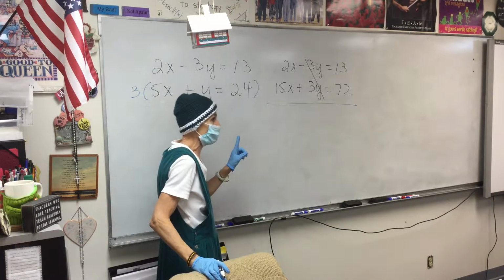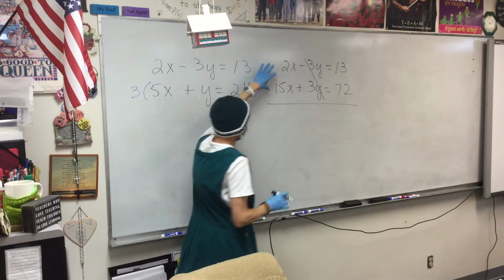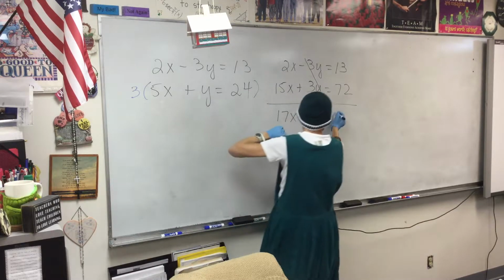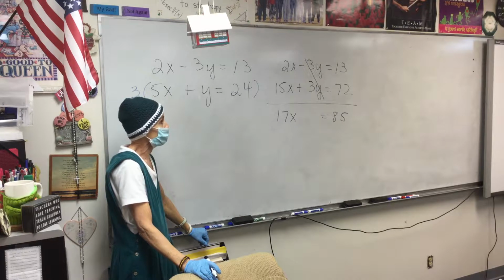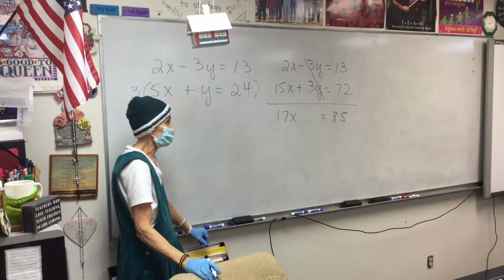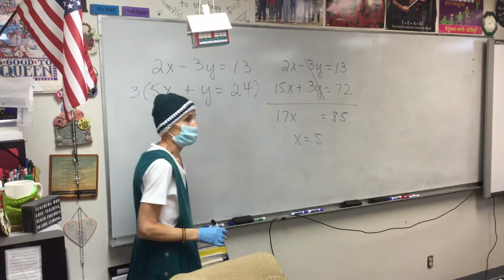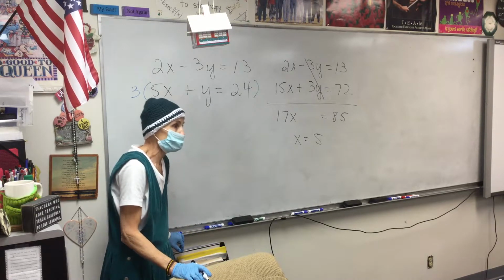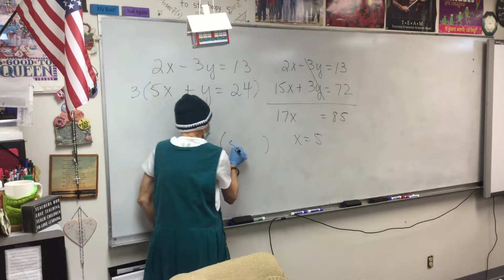If you didn't know before, do you understand now why he times by 3? So we have 17x equal to 85. So x equals 5. Are we done? No, we're never done until we have a point. So we need the y.